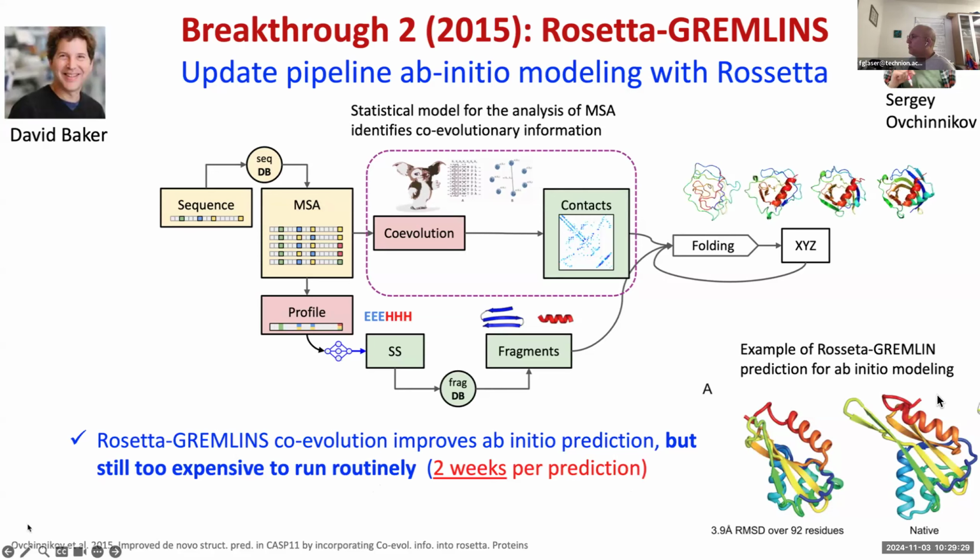Here we can see a prediction versus a native. It works pretty good, not perfectly. We are still far from a GDT of 90 here, but it works.